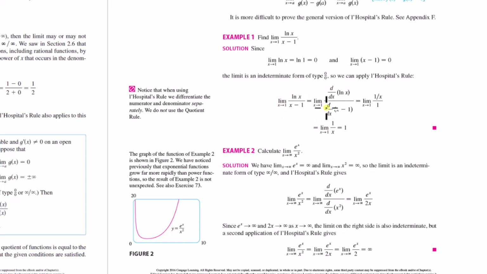So you use L'Hopital's rule. 1 over x divided by 1. Limit as x approaches 1 of 1 over x is equal to 1. Boom. Really easy, right? What is that saying? That means that the natural log of x, as x approaches 1, approaches 0, because natural log of 1 is 0, at the same rate that x minus 1, as x approaches 1, approaches 0. That 0 divided by 0 is like the same number, right?